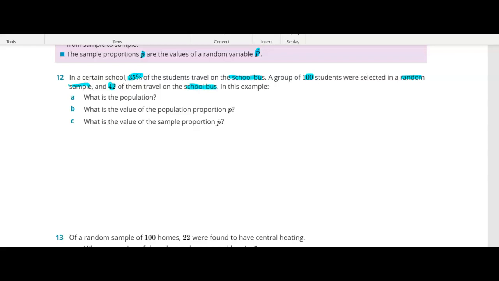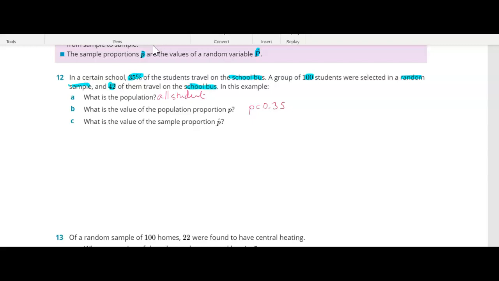When we're asking what the population is, we're not actually calculating how many kids are at the school. We're looking at all the students at the school. What is the value of the population proportion P? P is the proportion of students who travel on the bus, so 35%, or we can convert that to a decimal, 0.35.